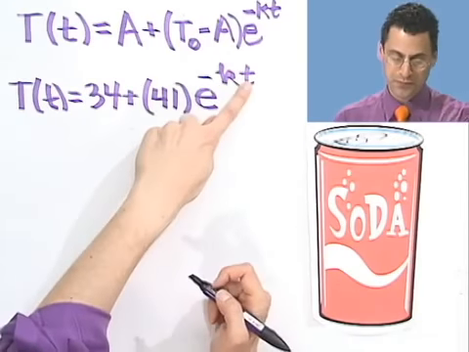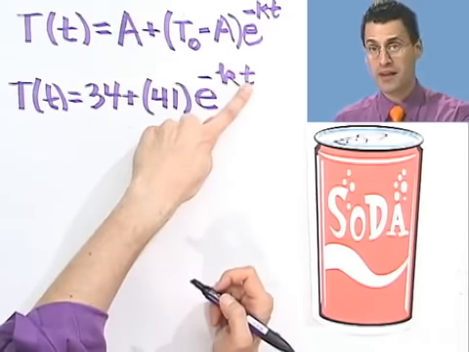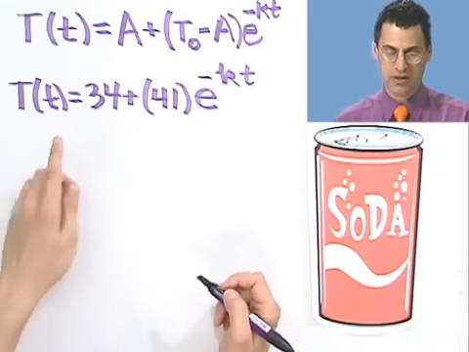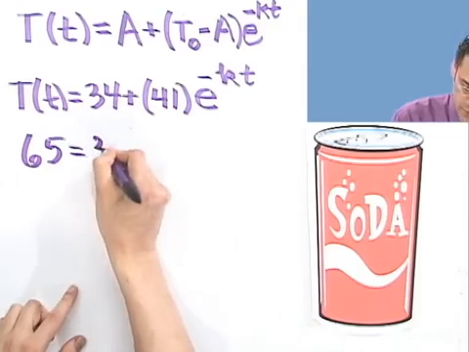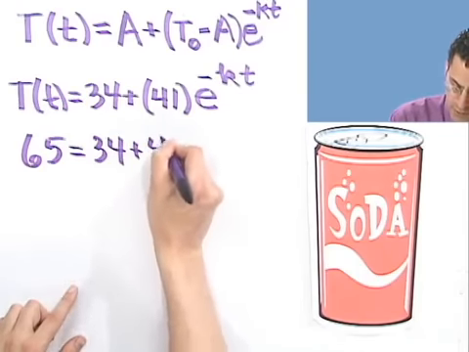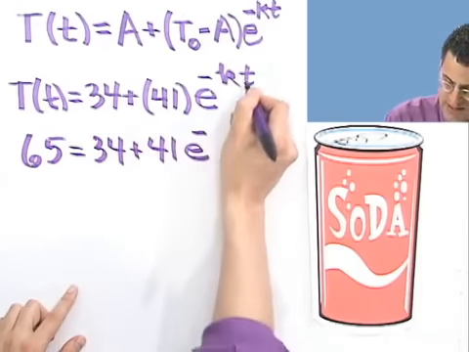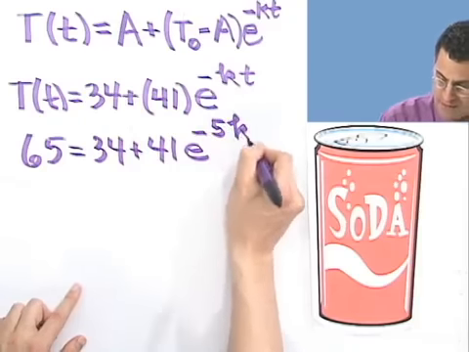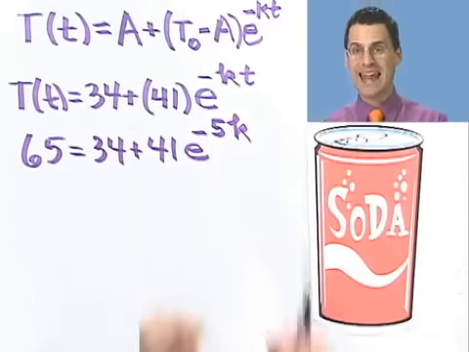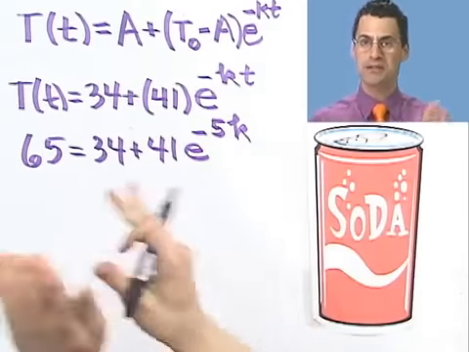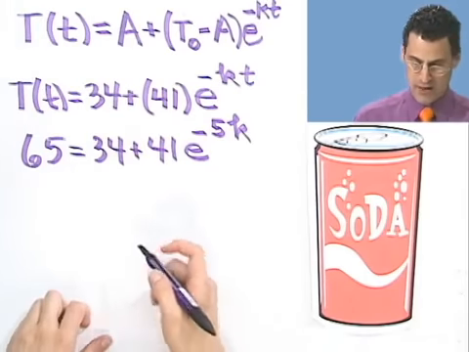So we know that when little t is 5 minutes, the temperature is 65. What that tells me is 65 equals 34 plus 41 e to the minus 5k, because the time is 5. Notice that's an equation just in terms of k. I can now find that constant. It eluded me for so long. Now I've got it. So what would I do first? Well, first I'll bring this 34 to this side, and that gives me a 31.